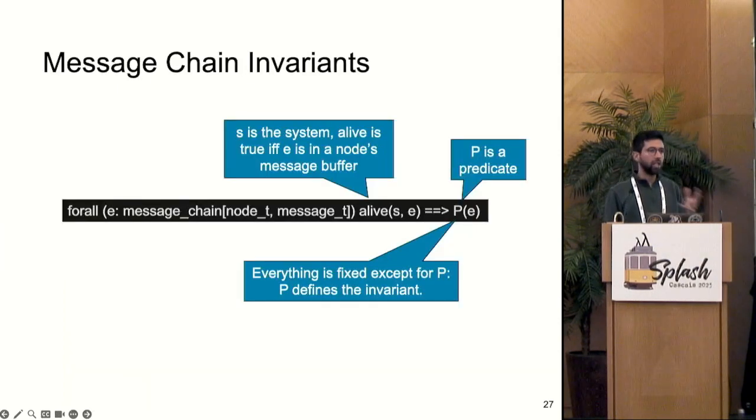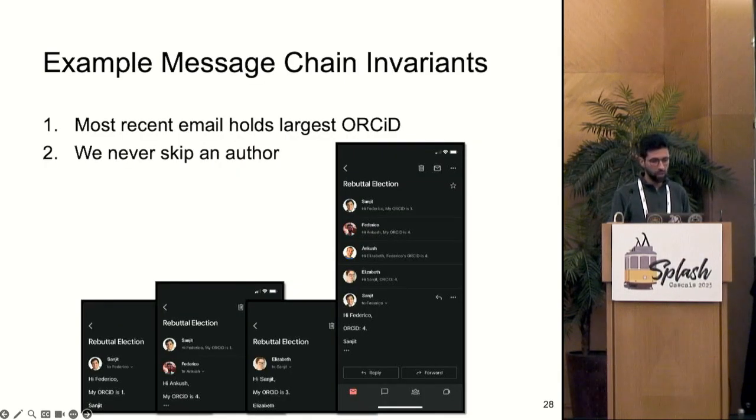Okay. And then finally, when I talk about message chain invariance, essentially I just mean a predicate P that holds for all message chains that appear in the system. Everything is fixed, and P is just the predicate that talks about the message chains. Again, in the rebuttal election example, a couple of interesting message chain invariants are that if you look at any of these emails, the most recent email always holds the largest ORC ID. That's a useful, interesting property. Another one is that we never skip an author, like we're always going in that circular arrangement.